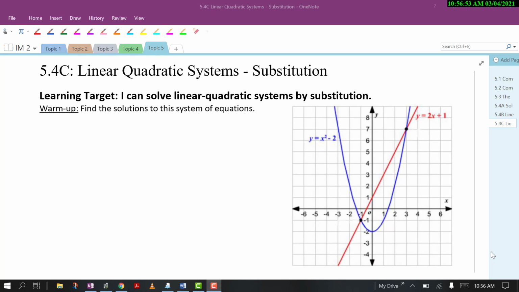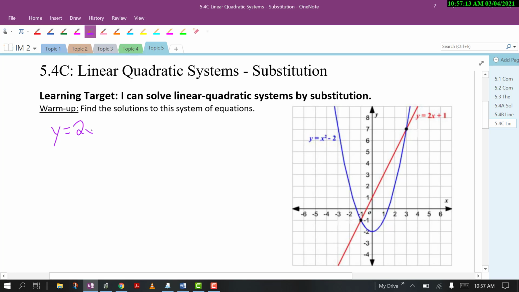Now we're looking at linear quadratic systems again, but this time with substitution. But first, let's look at our warm-up. We've got to find the solutions to this system. It doesn't say what method. We've done graphing, we've done elimination. So let's look at elimination first.